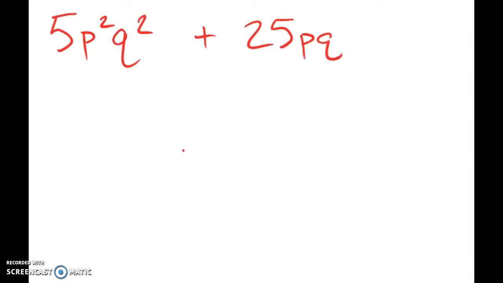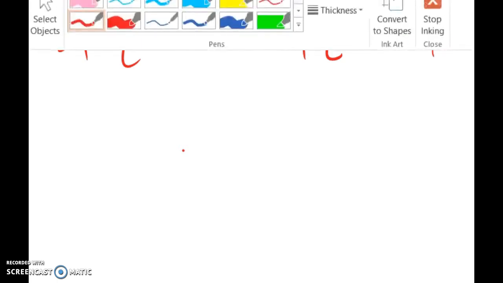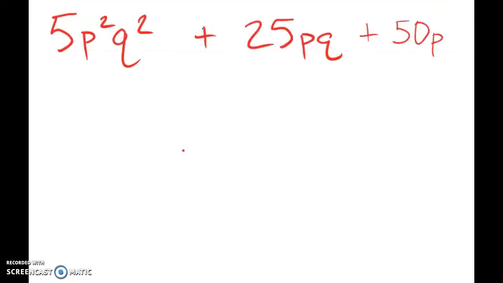Let's look at this one. Actually, I'm going to make this a trinomial. Okay, sorry, I just want to make that a trinomial. And let's see, what's the biggest number and or variable combination out of all these terms? So let's look at the numbers first, the coefficients, I should say. 5, 25, 50. The biggest number we can take out of all of these is 5. So 5. We've got 2 p's here. We've got 1 p here. We've got 1 p here. The greatest amount of p's that we can take out is 1 p.